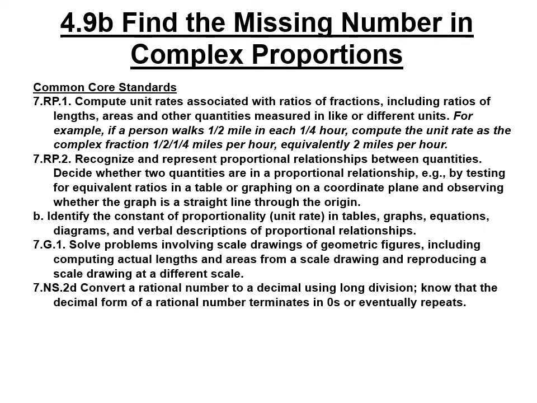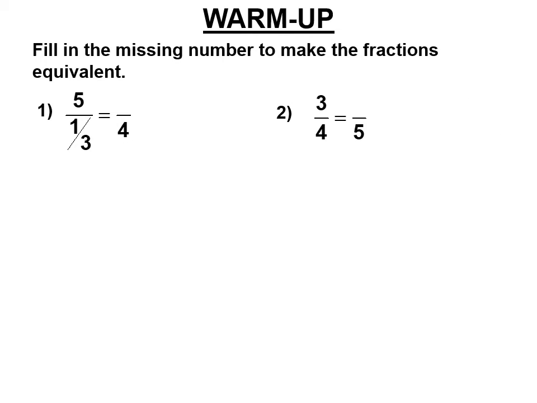So now we're going to do 4.9b, which is going to take this and use it with complex proportions. So this is what we did yesterday. 5 divided by 1/3 equals blank over 4. So 5 divided by 1/3 is 5 times 3, multiplied by the reciprocal, is 15. So this simplifies to 15 over 1. So 1 times 4 is 4, 15 times 4 is 60.